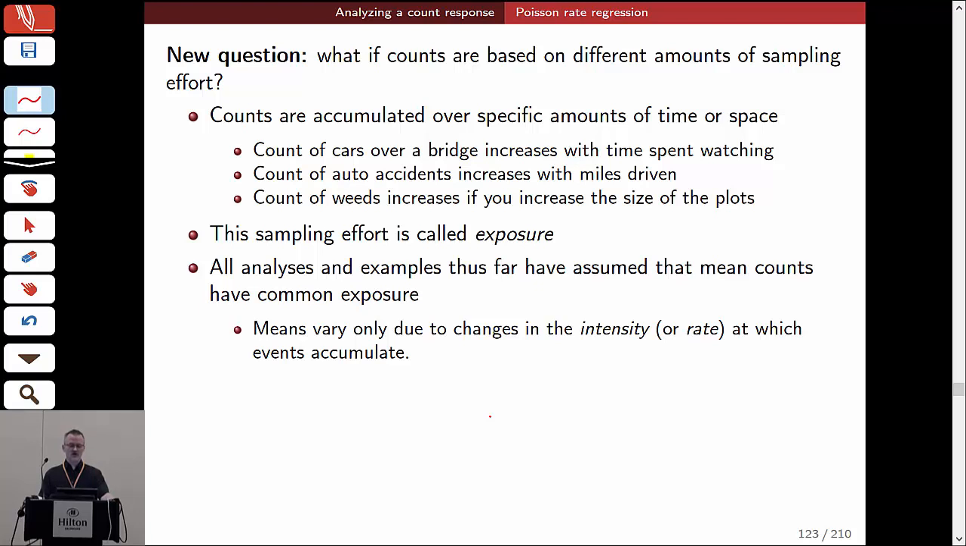So, for example, cars over a bridge will increase with the amount of time watching. The count of auto accidents increases with miles driven.